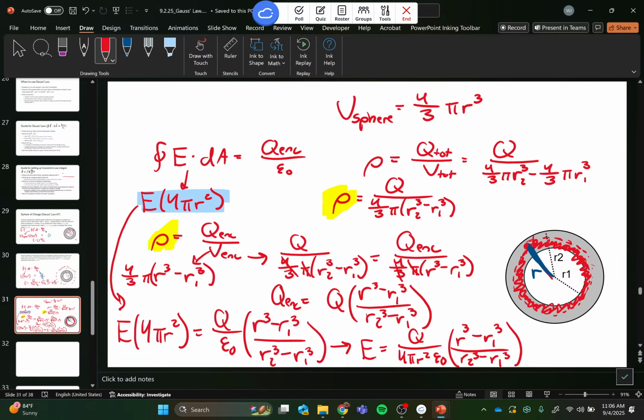You can look into that more if you want. There's probably some nice animations online that show it more. This is ultimately the equation for the volume of a hollow sphere. That's all I derived.